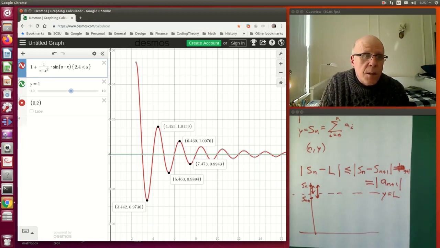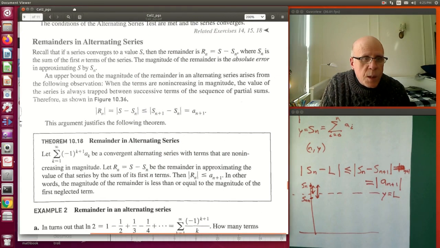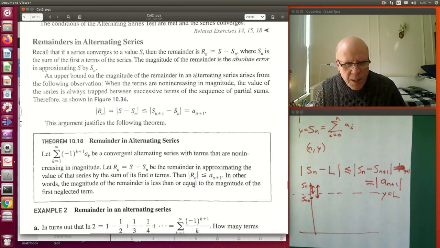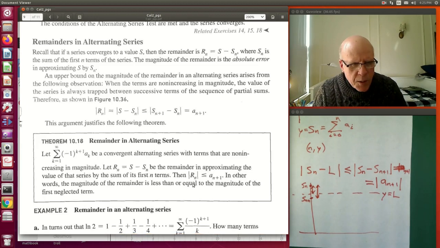Now that discussion is incorporated in a theorem from our book about the remainder in alternating series. They've got the same talk that I just gave in the intro to this, and they never prove the result, which is fine. I think it's something we can just understand directly.